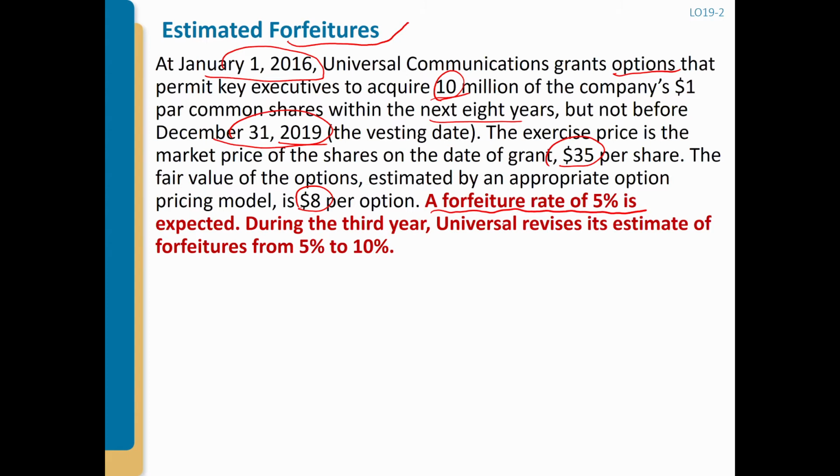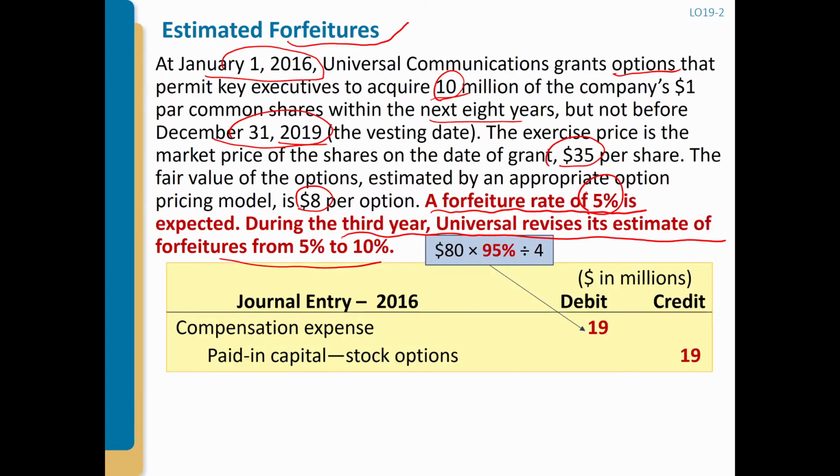So on the date of grant, January 1st, 2016, we need to estimate the possibility that some people are going to leave the company. We believe 5% of the options will not be granted, because some people are going to leave. This is our estimate. For the first 2 years, we estimate 5%, but during the third year, we also revise the estimate. Let's talk about the 5% first, for the first 2 years.